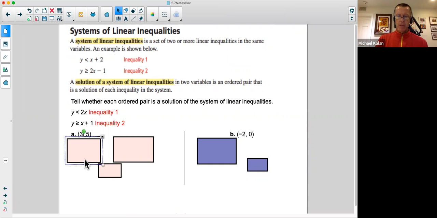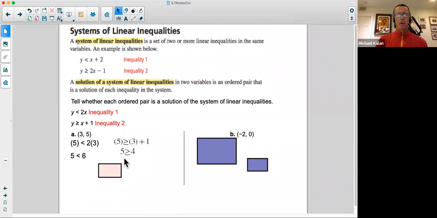And you can see, so go ahead and do it. Plug them in, see what you got. Top one, 5 less than 6, true. Second one, 5 greater than or equal to 4, sure, it's greater than. So yeah, (3, 5) is a solution. Try B.